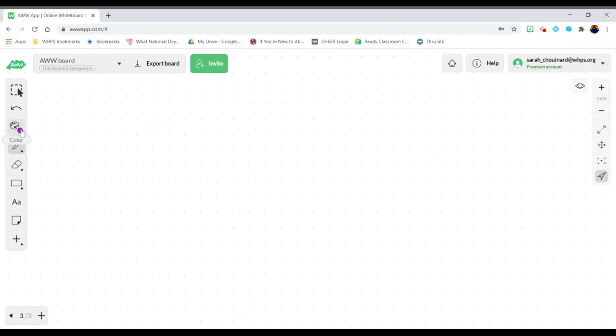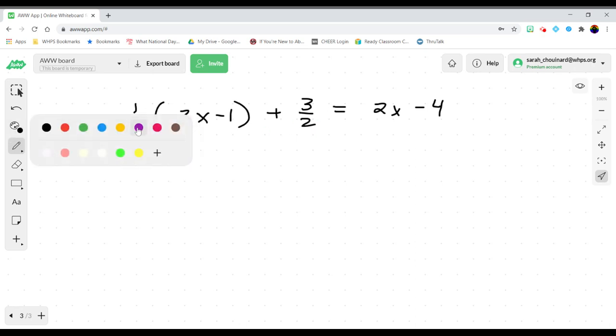So let's do one more example, a little bit more challenging this time. So I have 1/5 times 3x minus 1 plus 3/2 equals 2x minus 4. So the two denominators I'm looking at are the 5 and the 2. So the least common denominator is going to be 10. So I'm going to multiply here by 10.